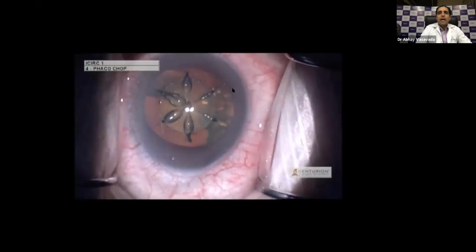Now, a case of a high myopia. The problem in high myopes is that very often they do have a very, very central dense nucleus.